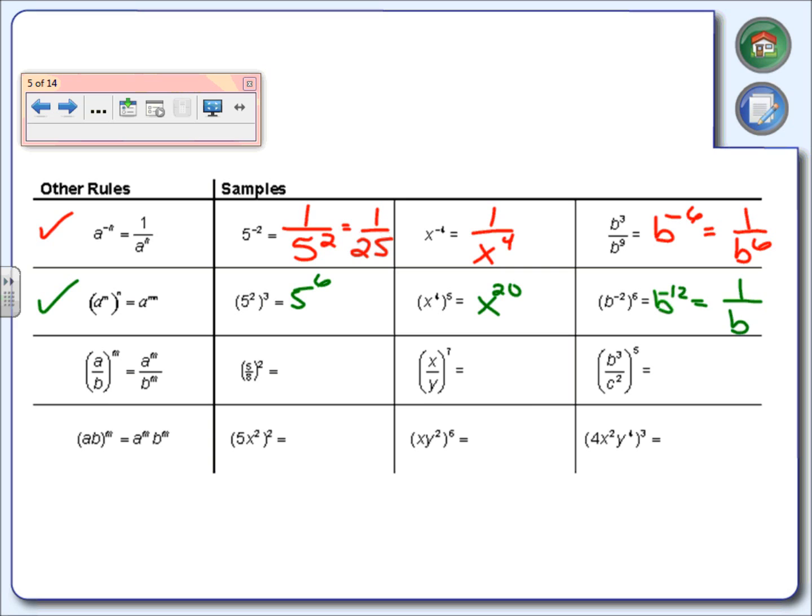1 over b to the 12. Don't ever leave your answer with a negative exponent. All right, so there's the power rule. We'll see that one quite a bit.